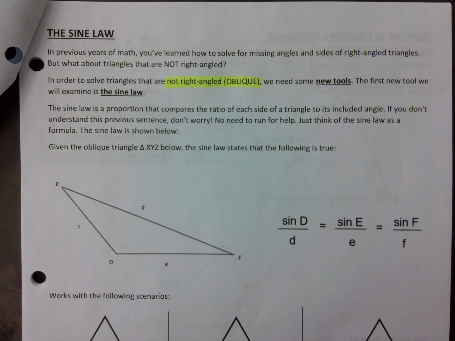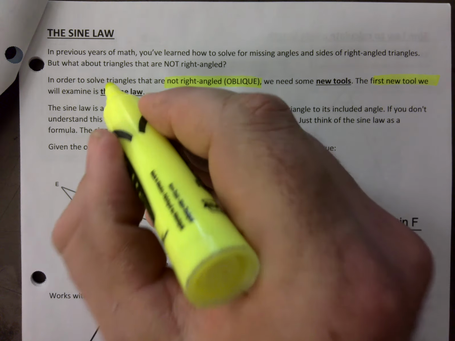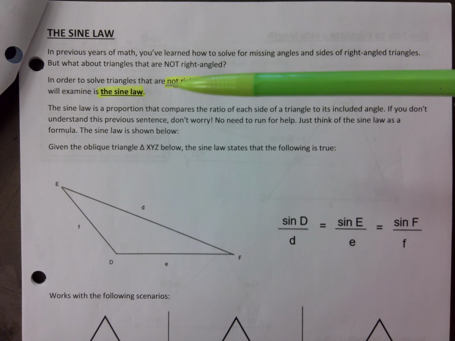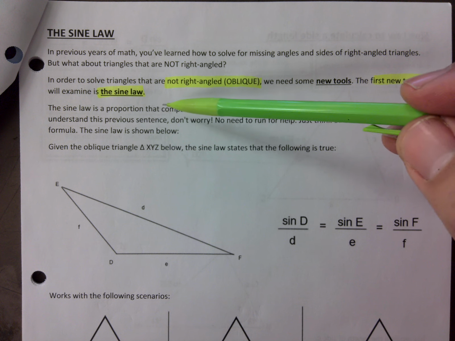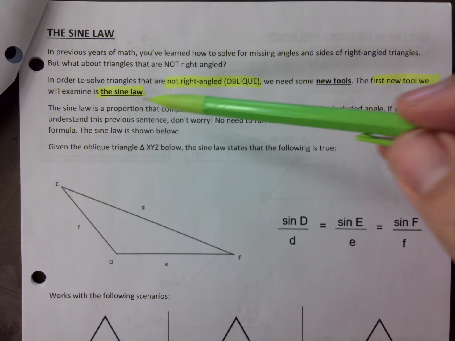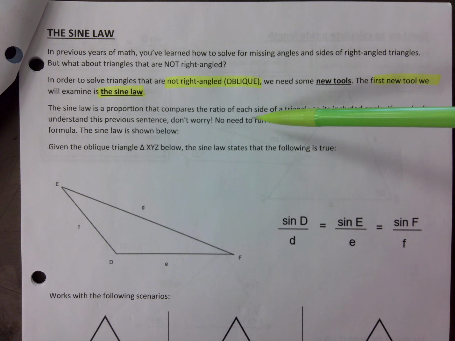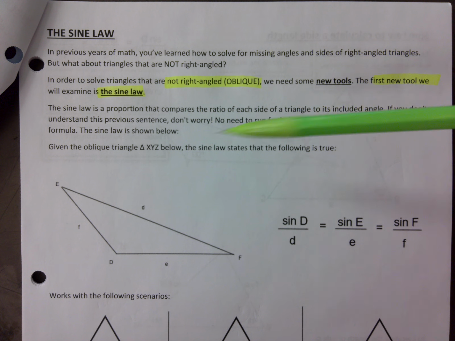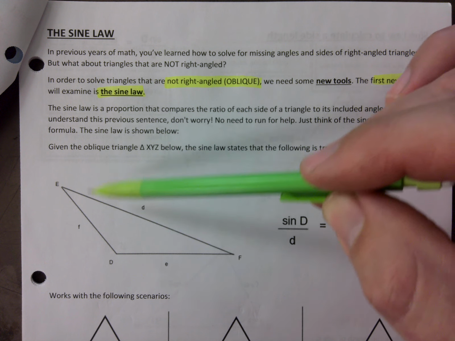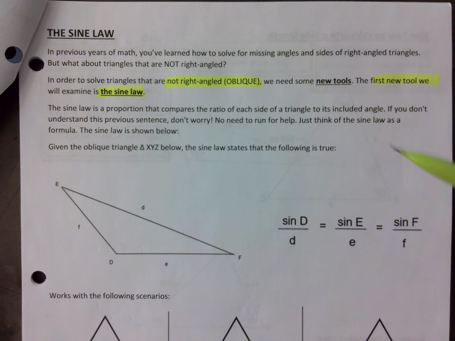The first new tool that I'm going to introduce to you is the sine law. That's the easiest one, the one that most of us will prefer to use. The sine law is a proportion that compares the ratio of each side of the triangle to its included angle. If you don't understand the previous sentence, don't worry. No need to run for help. Just think of the sine law as the formula. So the sine law is stated below. This is basically sine law in a nutshell.